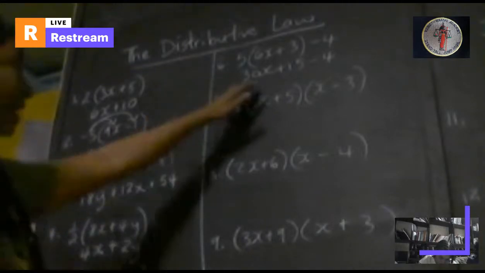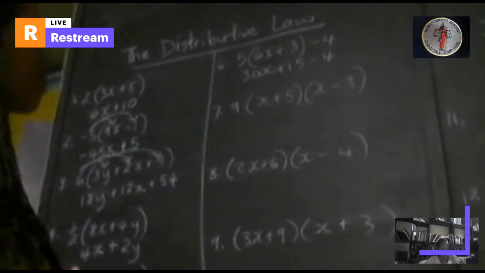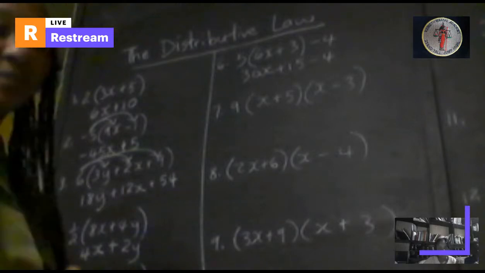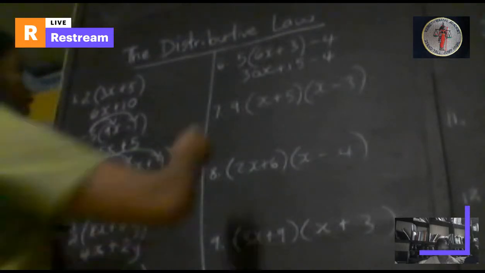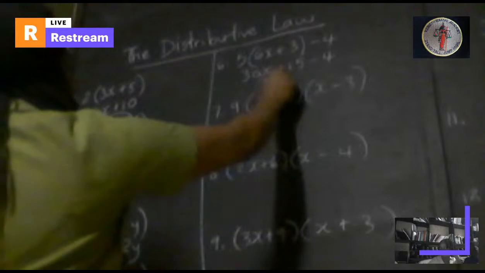But we can simplify this, right? Yes, miss. So we can take the 4 from the 15, which is 30x plus 11. All right, 30x plus 11.